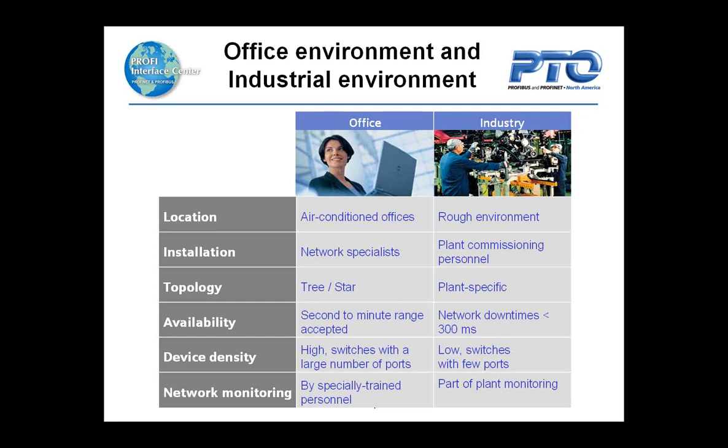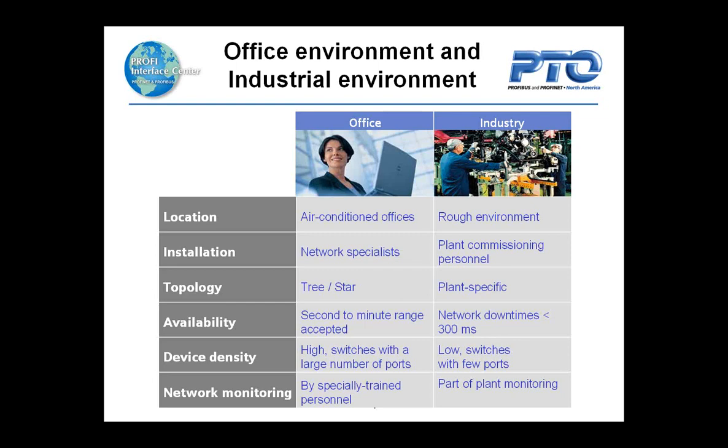And the device density, a lot of times you have bigger switches, and those switches have maybe 24 ports or even more that they bring these cables back to. The topology a lot of times in an office environment is going to be a star. But in an industrial environment, we're usually talking about a much rougher environment, and we need commissioning personnel out there that know how to work with that particular system. The topology a lot of times might be plant specific. We might need a redundant type of network, or a line or more linear topology than a star, because maybe that's the way the machine's laid out.